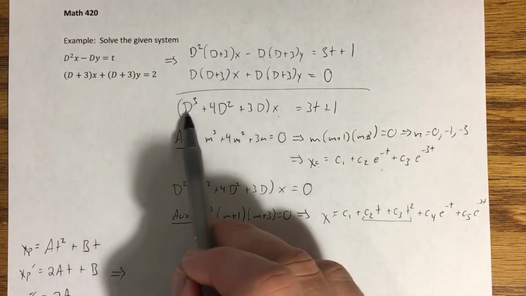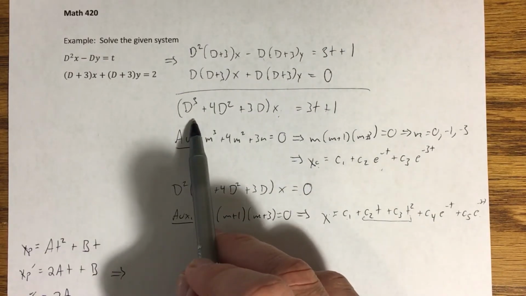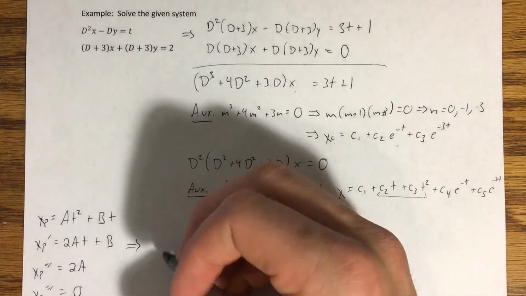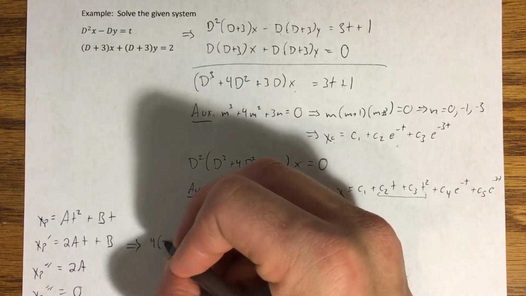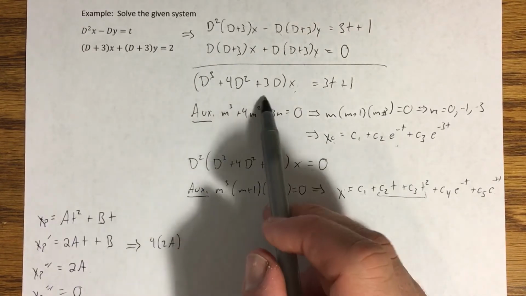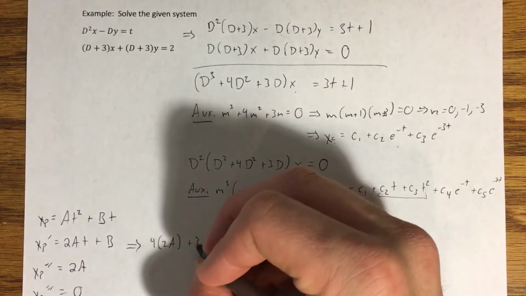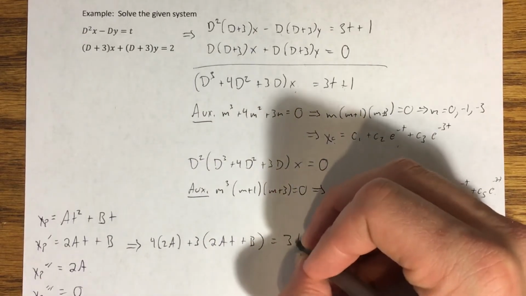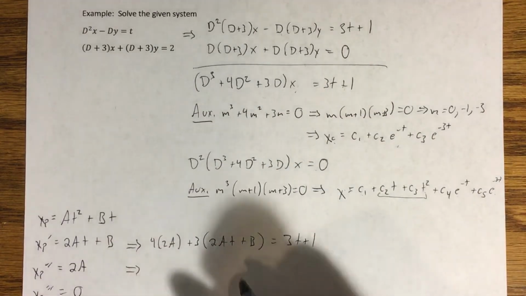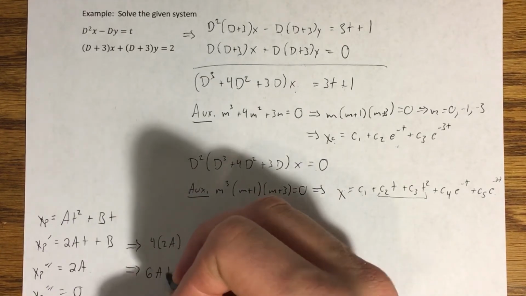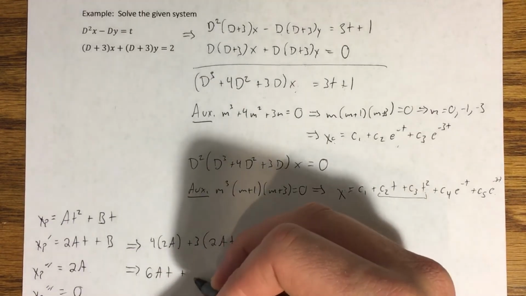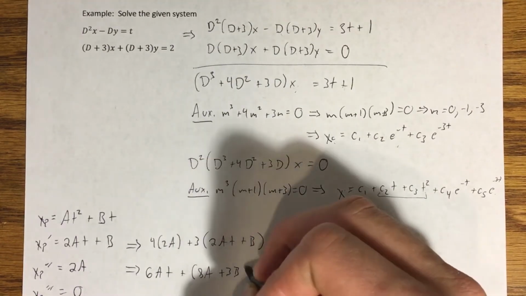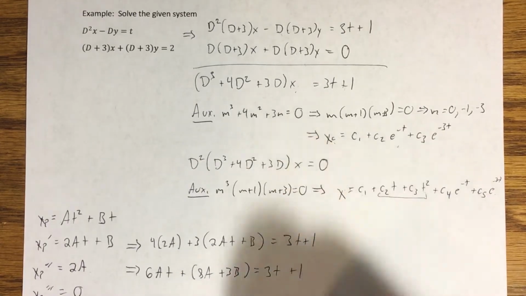Okay, here's my DE up here. Third derivative is 0, which we found down here. 4 times my second derivative, that's 4 times this. 4 times 2a, plus 3 times my first derivative, plus 3 times 2at plus b, should equal 3t plus 1. Or 6at plus 8a from this guy plus 3b should equal 3t plus 1.